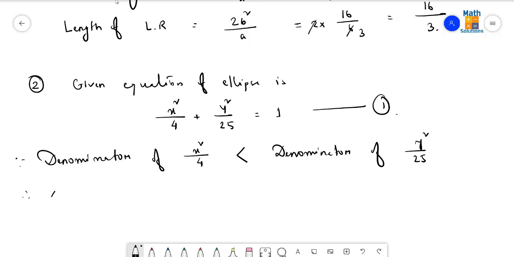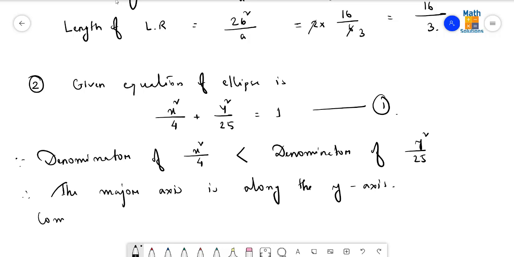Therefore, the major axis will of course be along the y-axis, yes or no? The major axis is along the y-axis. Now comparing equation 1, we have to compare equation 1 with that standard equation in which the y-axis is the major axis. So let's proceed in this way.